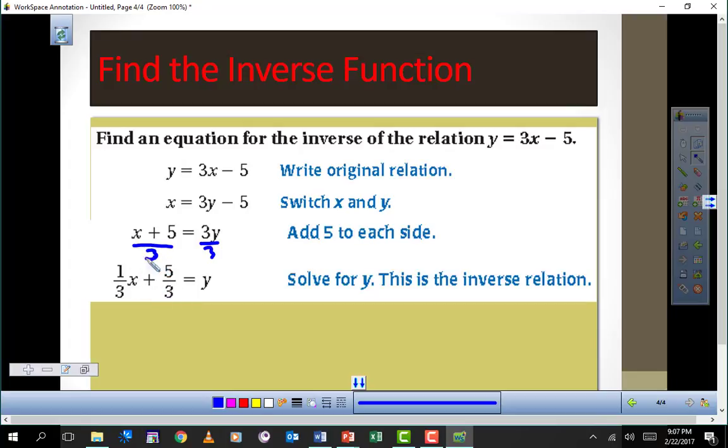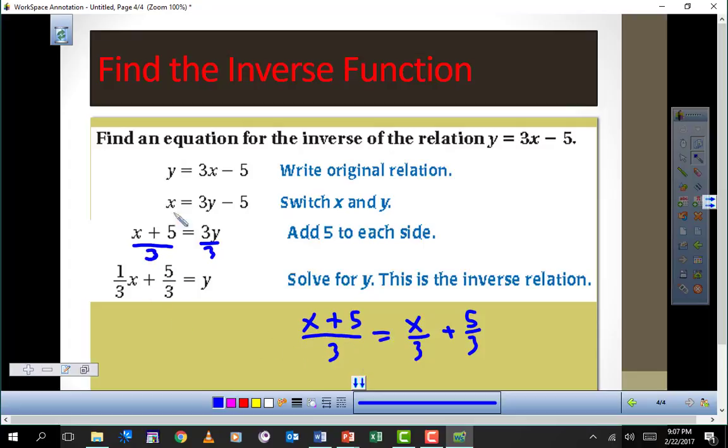write this as well. When you have x plus 5 over 3, you can separate this into two separate fractions. So you can write this as x over 3 plus 5 over 3. Either way is fine. It's just a matter of preference.